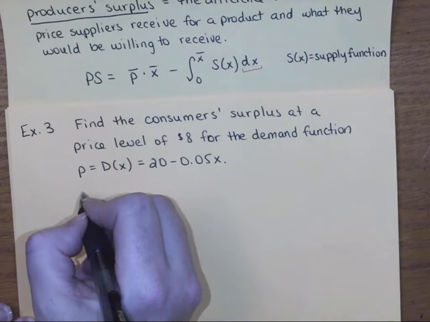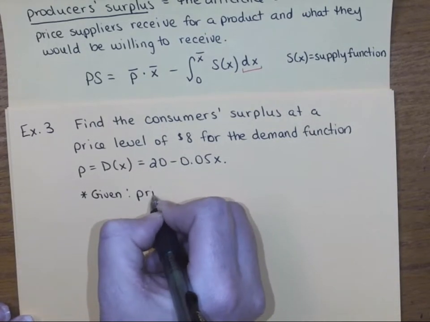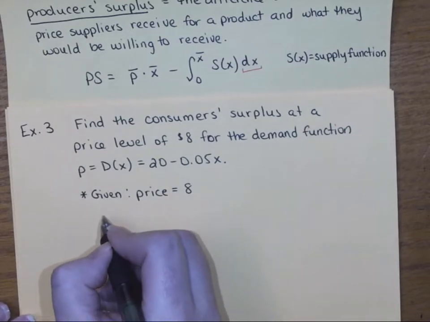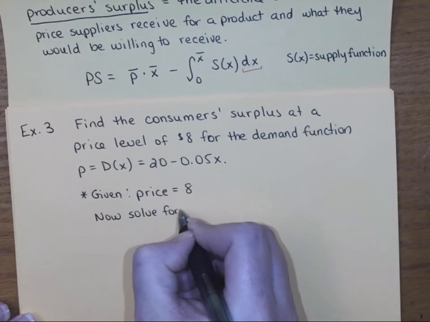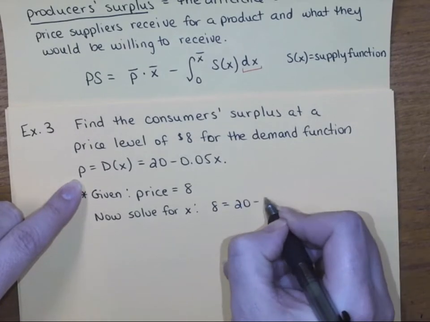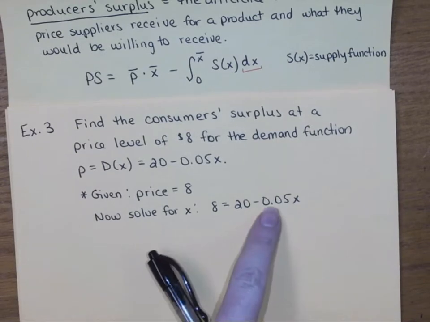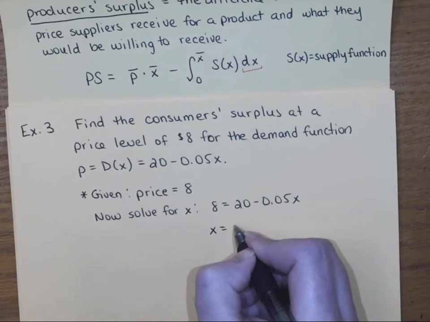Okay, so notice that we are given that the price is 0. Sorry, not 0. Price is 8. Price can't be 0, right? We're not going to get to buy something for $0. So notice we know the P, but we also need to know what the X is. So let's solve for X. In other words, let's plug 8 in. So 8 equals 20 minus 0.05x. So if you subtract 20 and you divide by negative 0.05, you're going to get that X equals 240.